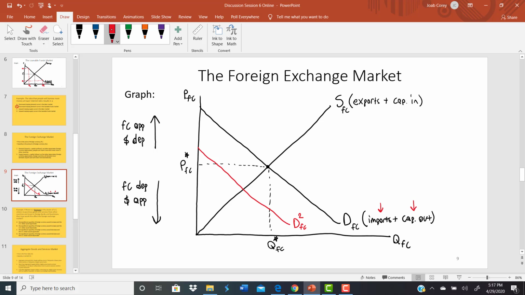Call that demand for foreign currency 2. And where that intersects the old supply curve, that gives us a new quantity of foreign currency, call that QFC2, and a new equilibrium price for foreign currency, call that PFC2. And again, this is the idea that our price of foreign currency has gone down, right? It's another way of saying that the dollar has appreciated. So we know that the quantity of foreign currency has decreased and that the value of the dollar has appreciated.